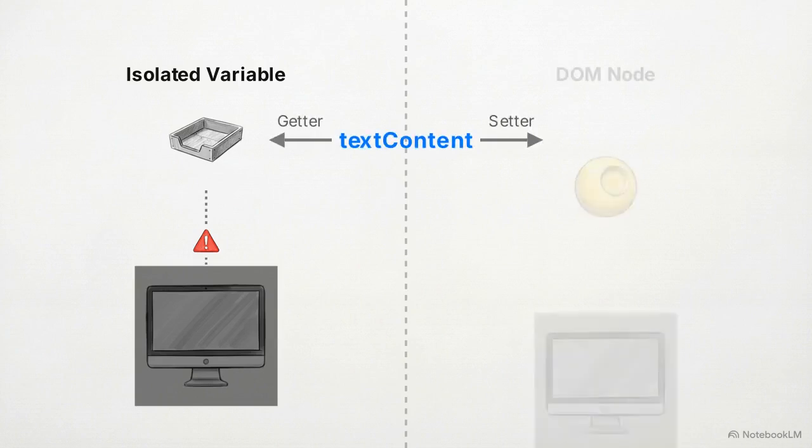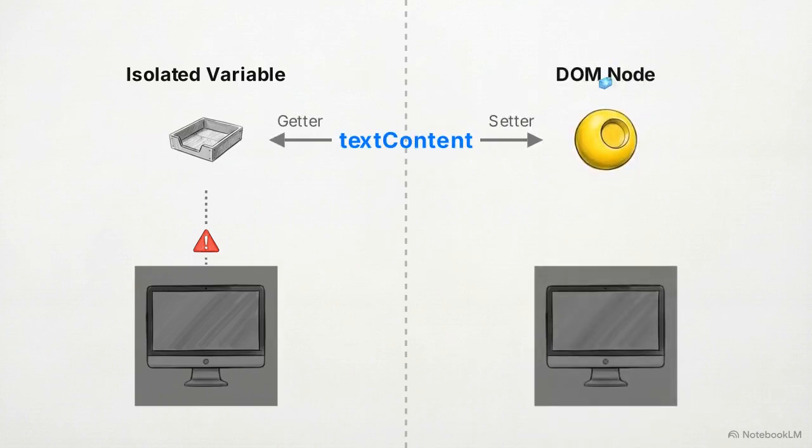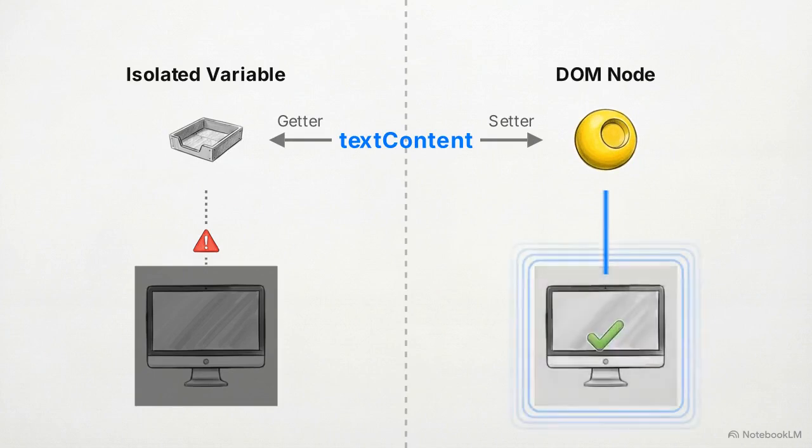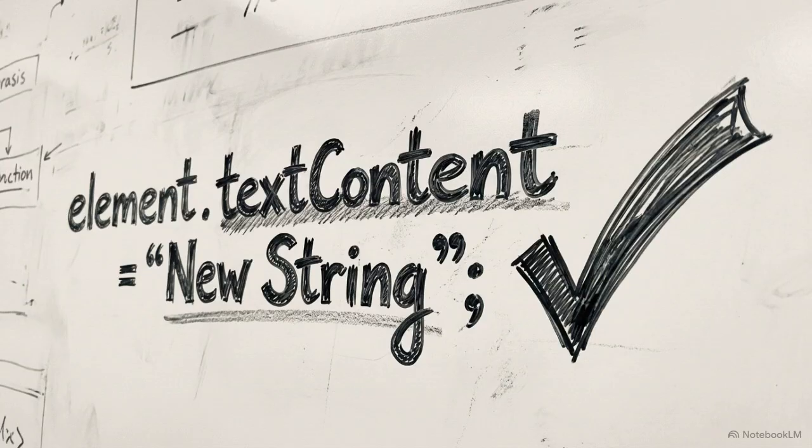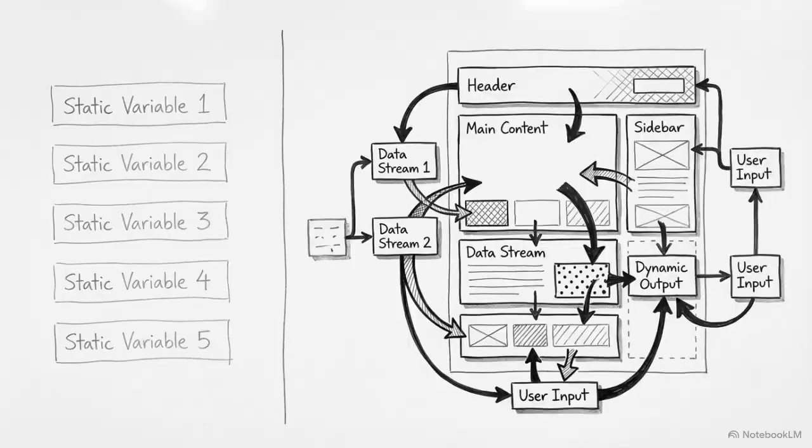Because text content acts as a getter and setter, you must flow data directly into the DOM node to change the screen. To execute this correctly, you target the exact element ID on the page. Then you assign your new string directly to its text content property. Treating the web page as a live interface, rather than a collection of static variables, is the only reliable way to manipulate what the user sees.